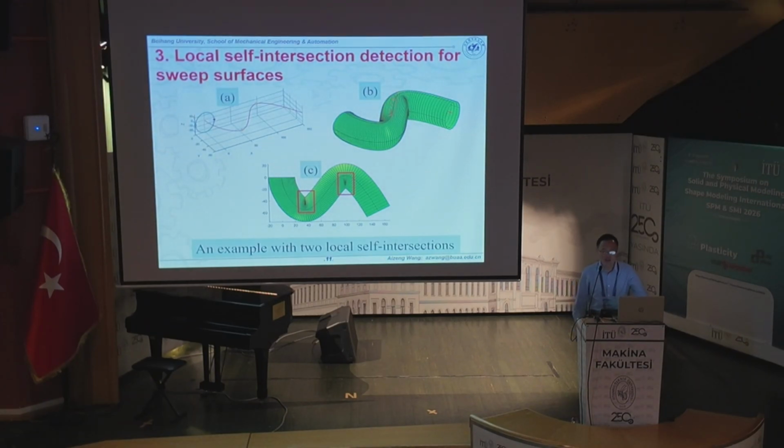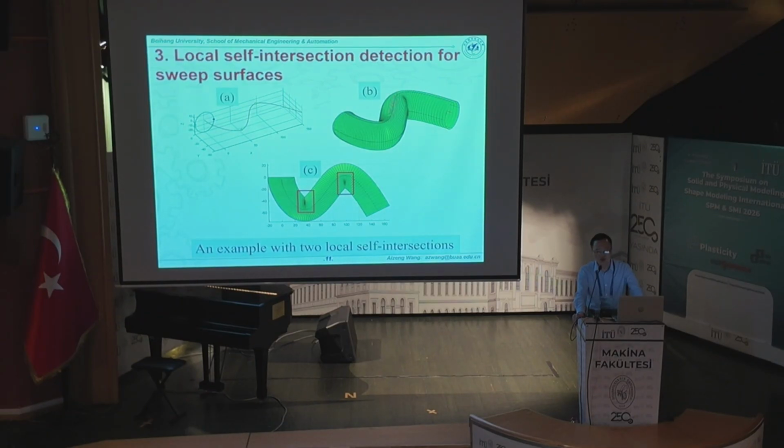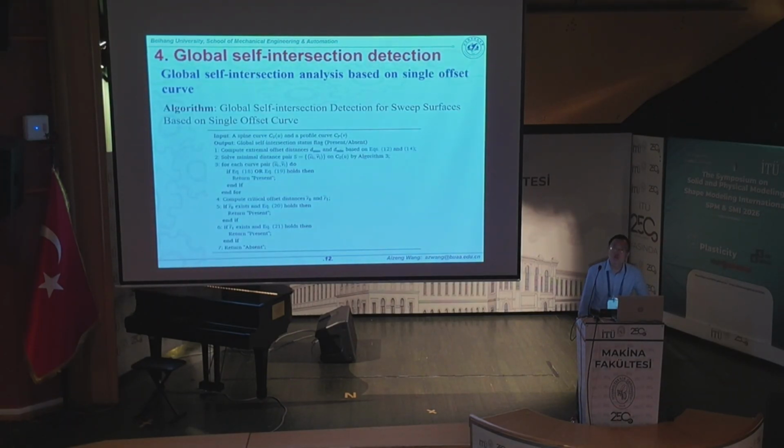This slide gives an example with two local self-intersections detected by our algorithm. Two local self-intersection points are detected on the swept surface, one at each curvature extreme of the spectrum. Next, we present a detection algorithm for global self-intersection in sweep surface induced by single offset curves.